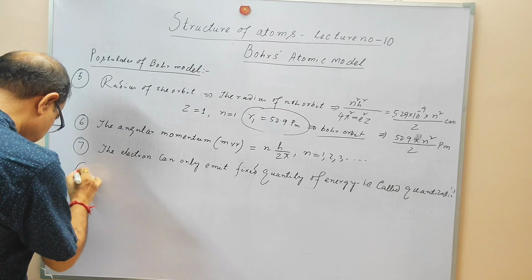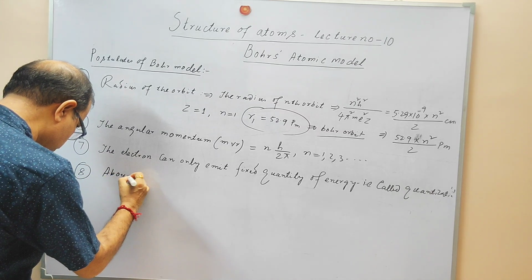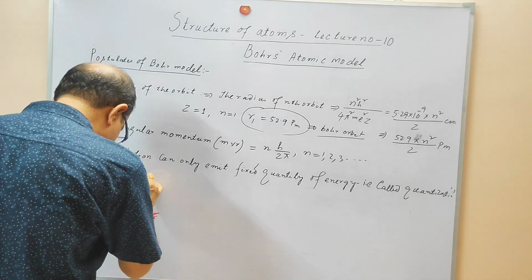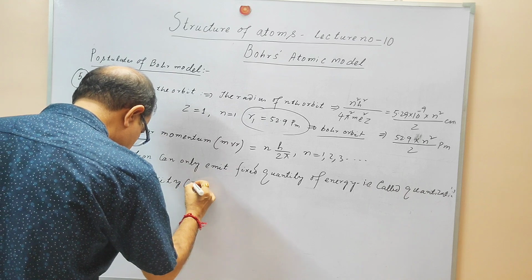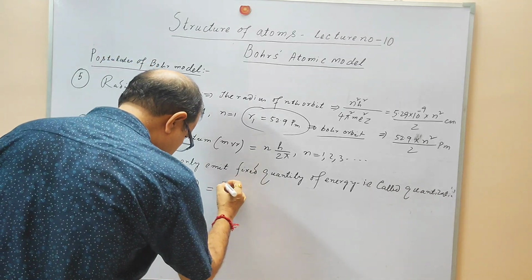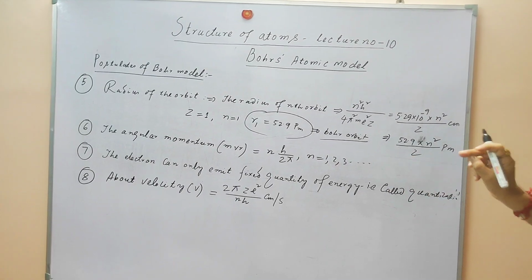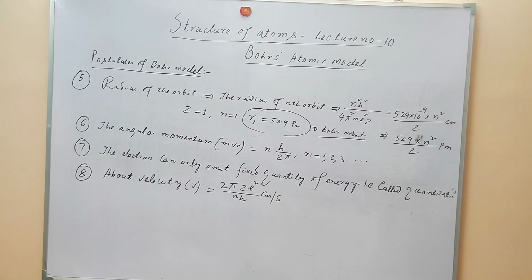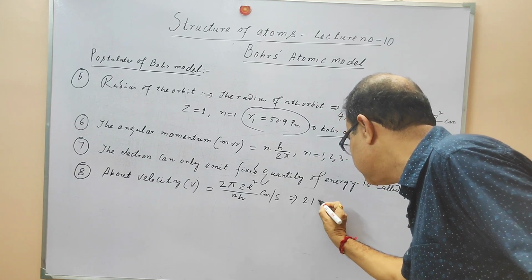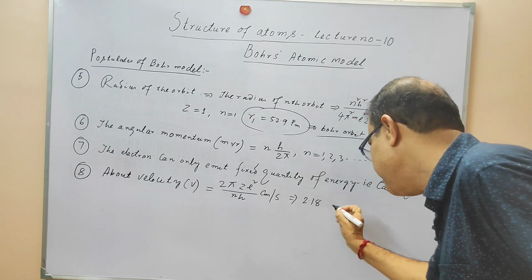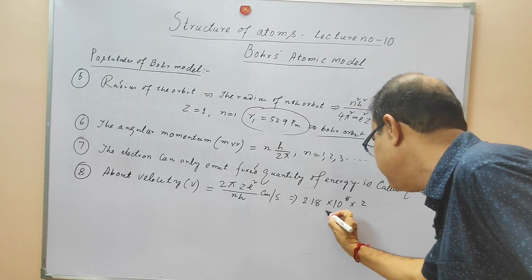Eighth, that is the velocity. About the velocity, what will be the velocity of the electron as it is revolving in this circular orbit? Velocity is given by v, and its formula is the velocity of this electron in the orbit. It is coming to 2 pi Z e square by nh, and you can convert this into a constant term, which is 2.18 into 10 to the power 8 into Z by n.